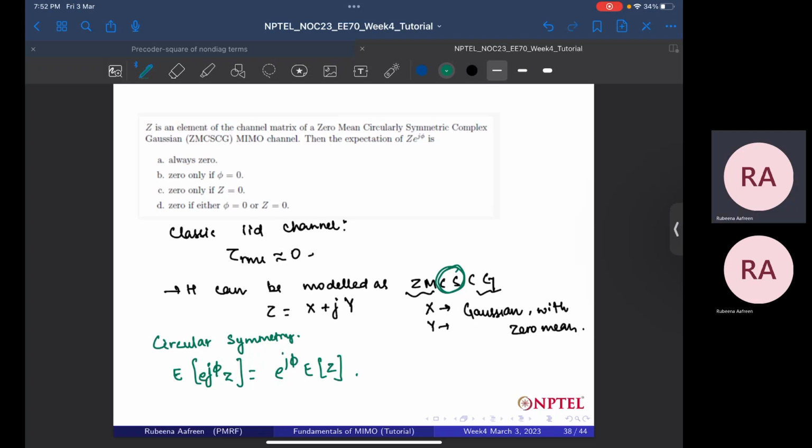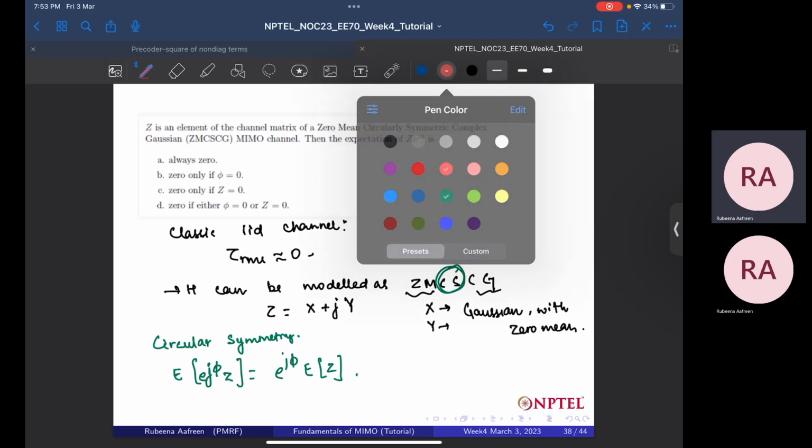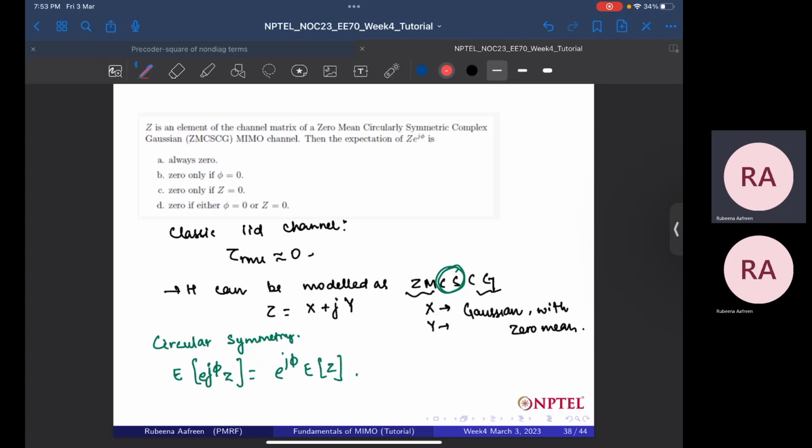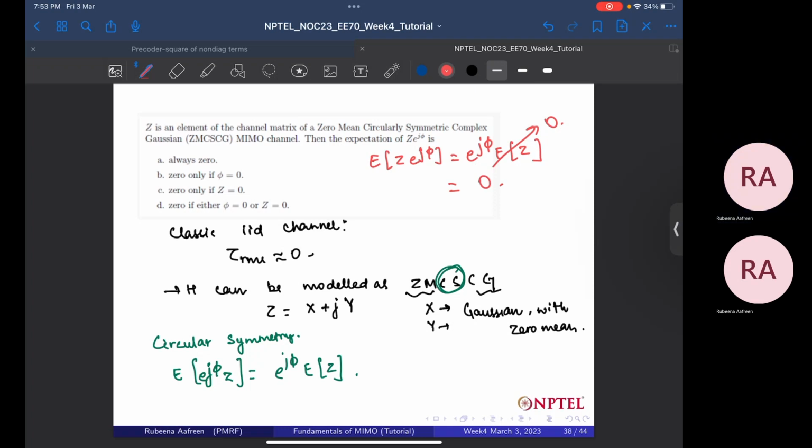So now see this question. We have z as the element of the channel matrix of zero mean circularly symmetric complex Gaussian. So the expectation of z e to the power jφ would be e to the power jφ into the expectation of z. But since z is zero mean complex Gaussian, the expectation would be 0. So the expectation of z e to the power jφ would be 0. It is always 0 without any conditions.